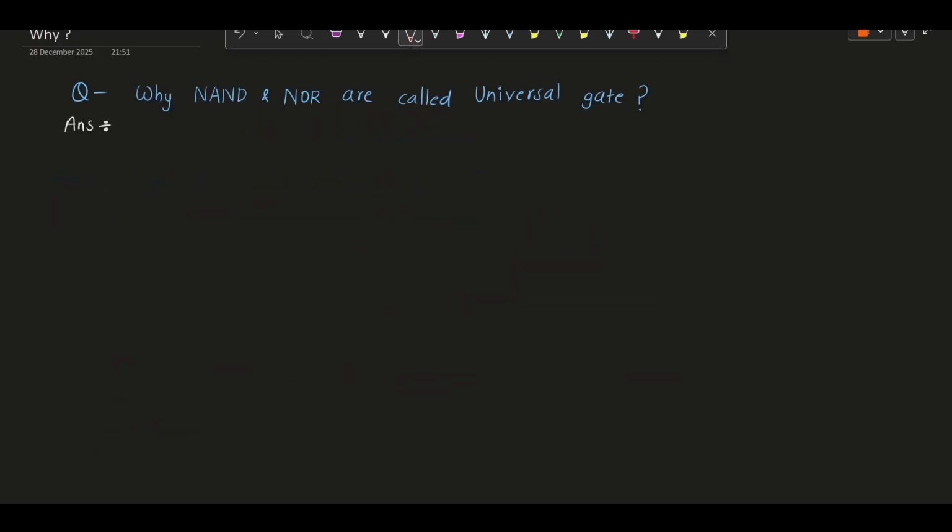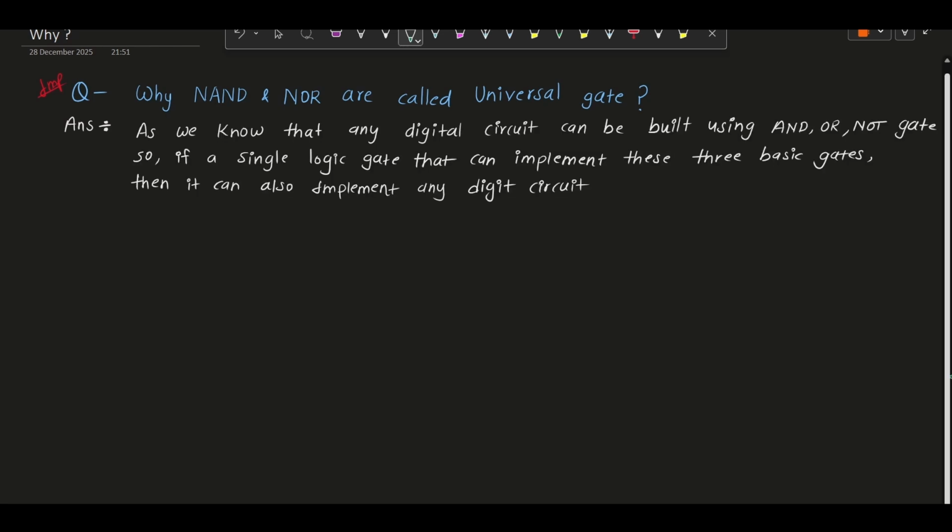Now let's see the second question. It is also an important question. So the question is, why are NAND and NOR gates called universal gates? Now let's see the solution. As we know, any digital circuit can be implemented or built using these three logic gates: AND gate, OR gate and NOT gate.